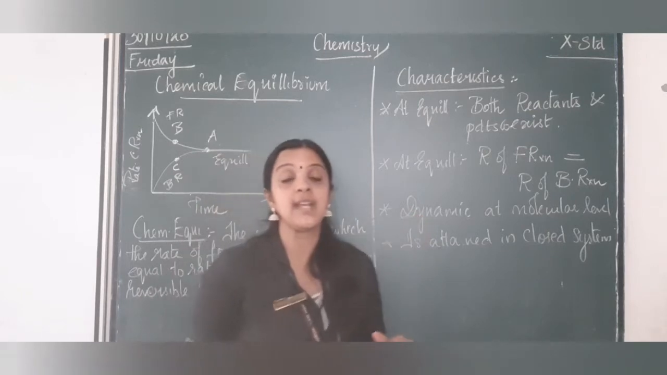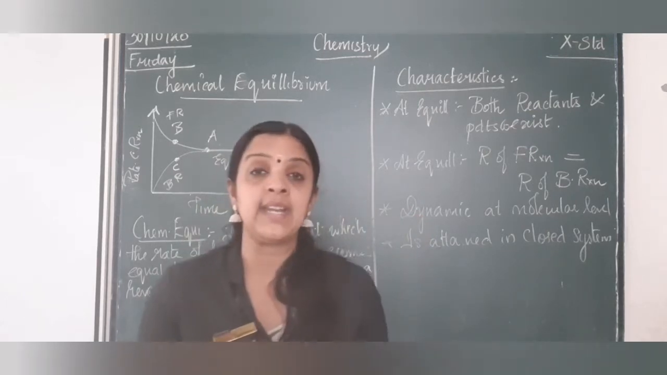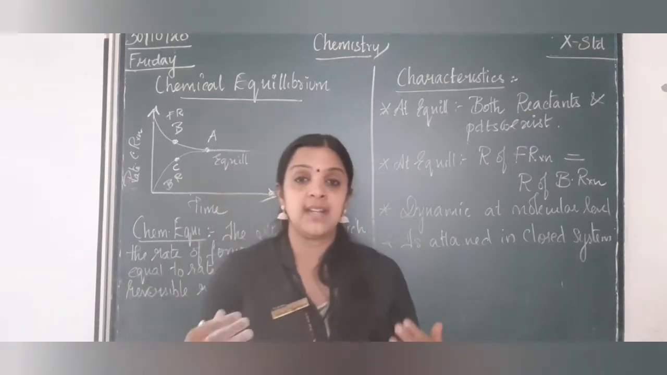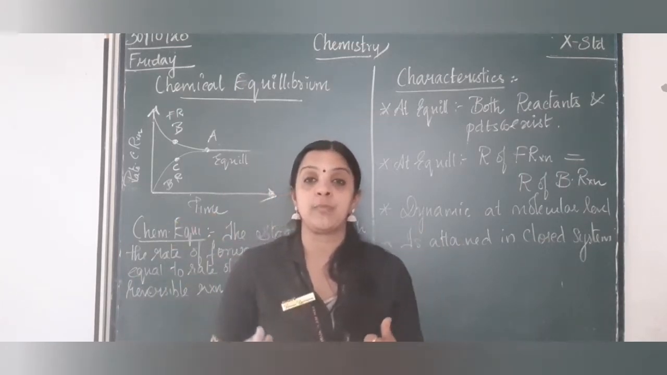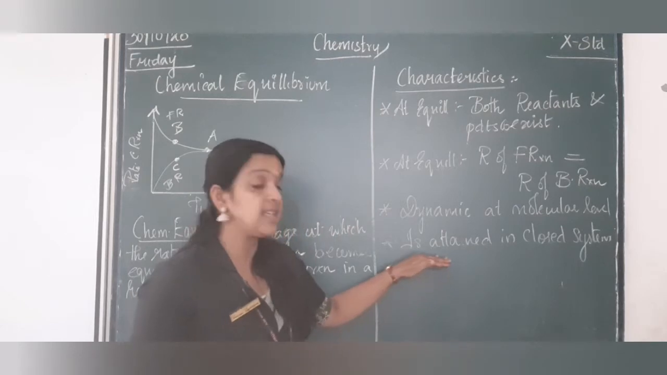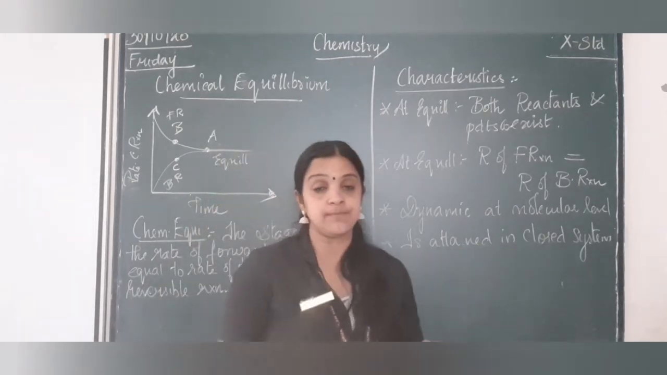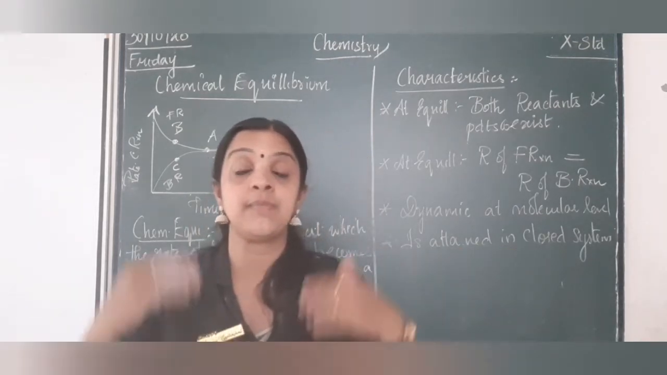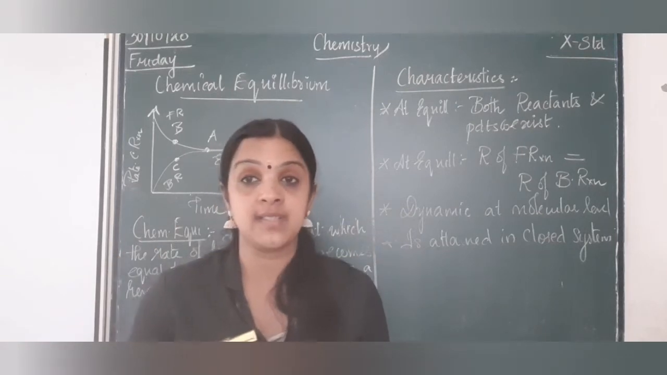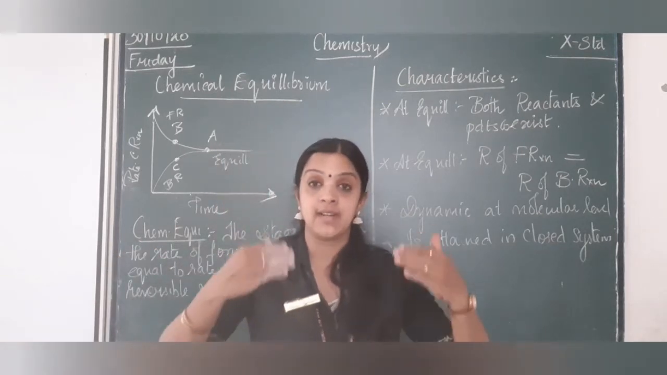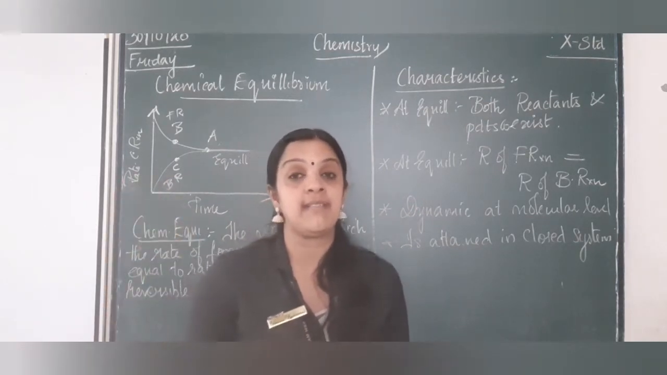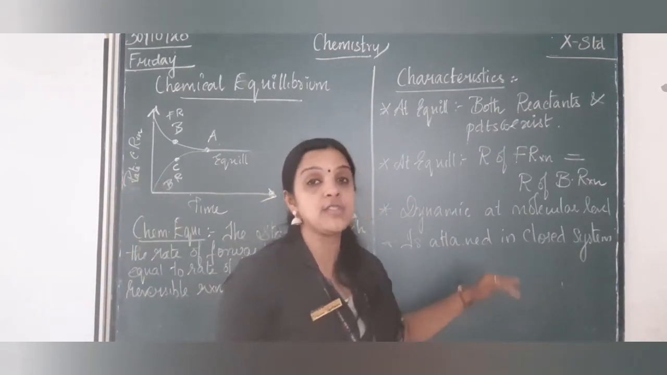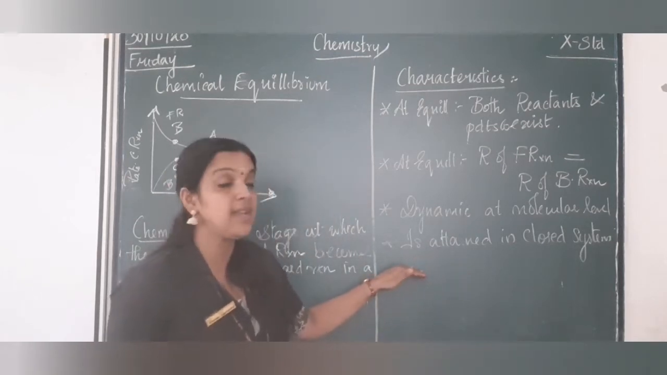Third, it is dynamic at the molecular level. What do you mean by dynamic? Keeps on moving. The reactant starts getting converted to products. The product starts converting to my reactants. Next, it is attained in a closed system. Only in a closed system will there be a reversible reaction taking place. If it's an open system, the reactants will get converted to the products, but the products cannot give back my reactants. So definitely in a closed system only chemical equilibrium will be attained.